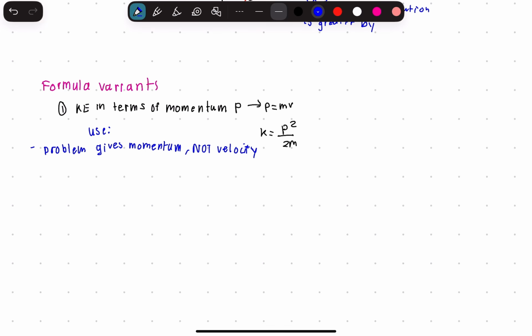Or when you are working with impulse or collisions. That's important. Now, the second variant that you need to know is the kinetic energy difference and the work relationship.